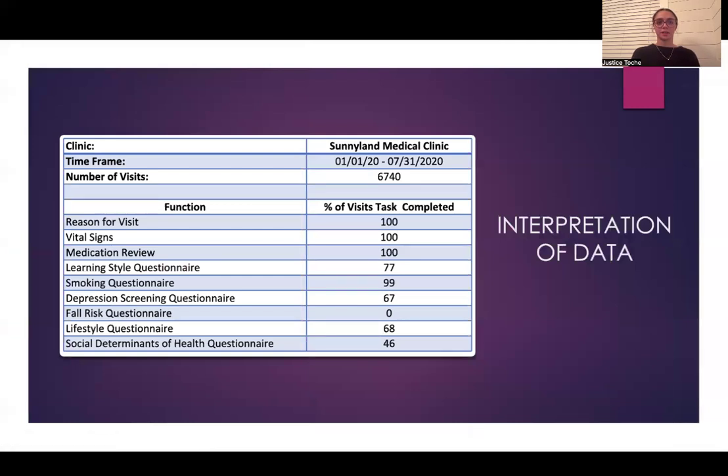Now that the workflow has been analyzed, we will analyze the data to identify areas of breakdown further. Between January 1st, 2020 and July 31st, 2020, there were 6,740 patient visits. 3 tasks were noted with 100% completion: the reason for visit, vital signs, and medication review. Other questionnaires completed include the learning style at 77%, smoking questionnaire at 99%, depression screening at 67%, the fall risk at 0%, lifestyle questionnaire at 68%, and social determinants of health at 46%.